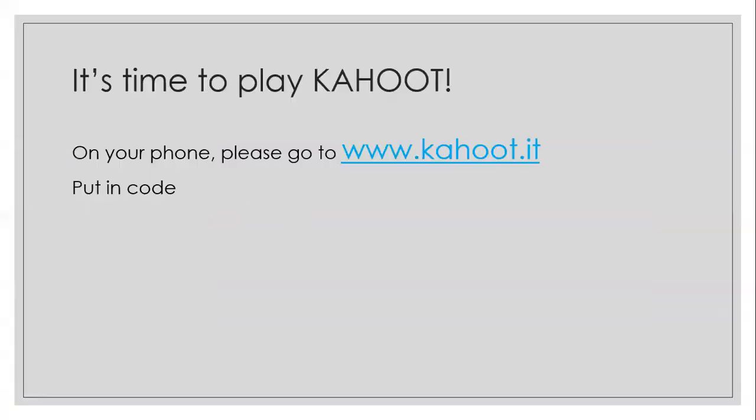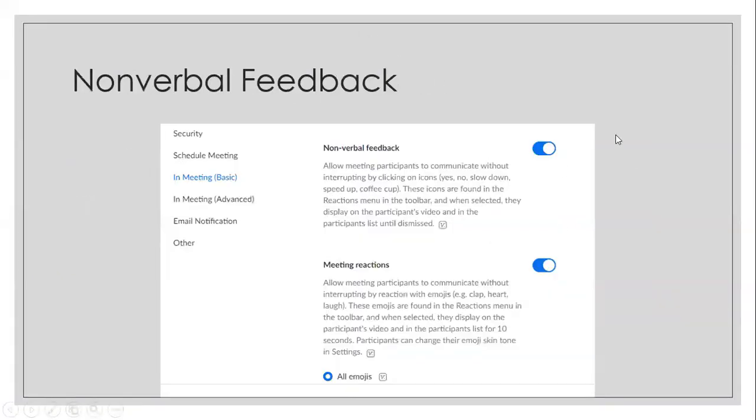All right. So the next thing that we're going to look at is the nonverbal feedback. Now, you have to make sure that it is turned on. So when you create a meeting, you'll see on the left-hand side, you'll want to click on settings, and it's under this In Meeting (Basic) section here. Just make sure that nonverbal feedback is turned on, and also meeting reactions. These are pretty similar.